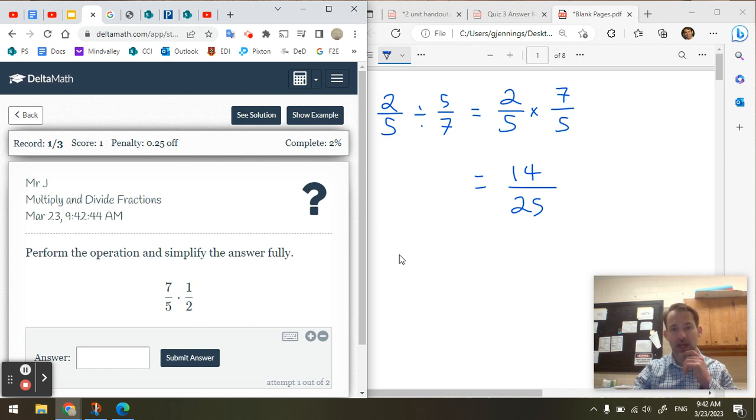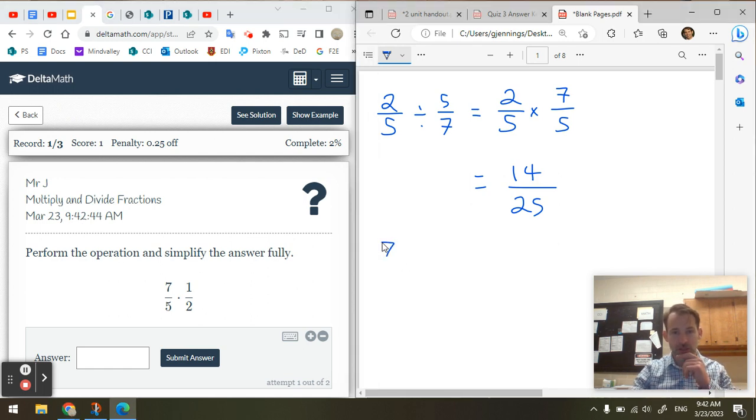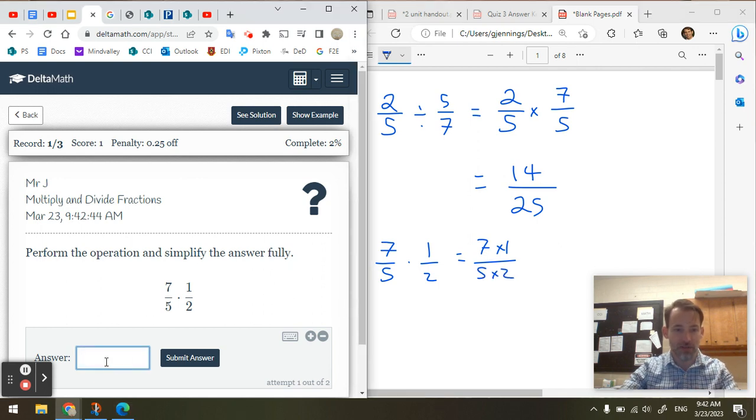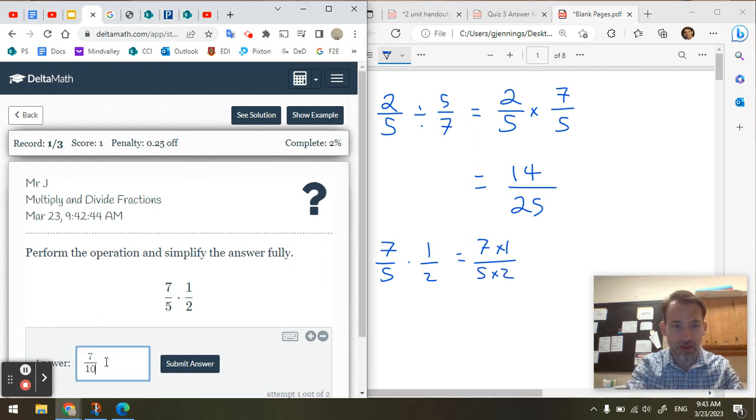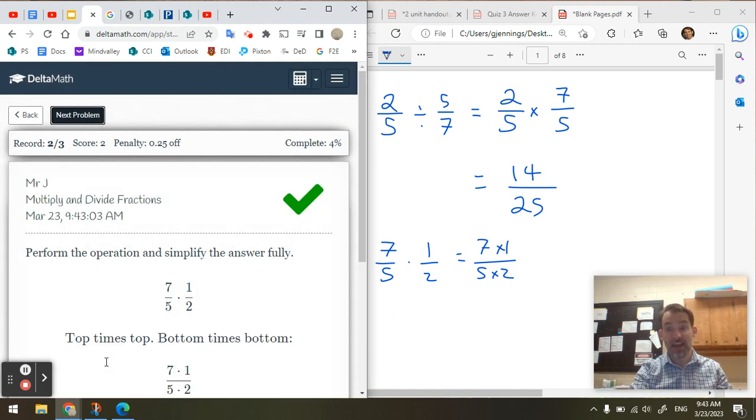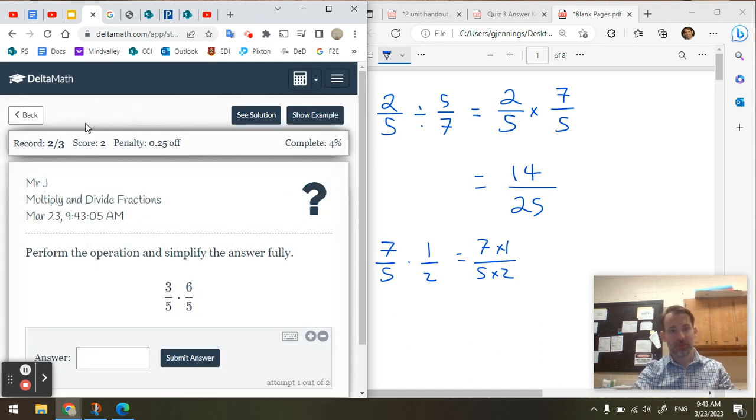All right. So 7/5 times 1/2. Again, no cancels possible. When we multiply fractions, we do top times top, so 7 times 1 over 5 times 2. You can see the answer is 7/10. Yeah, and then next problem.